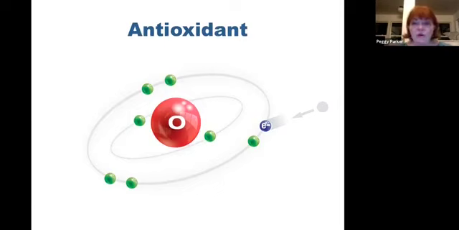And as you know, oxygen in our bodies is super important. If we don't have enough oxygen, our cells are very unhealthy. If we don't have enough oxygen, we pass out. If we don't have enough oxygen, we cease to exist in living form. So oxygen is very important, but free radical oxygen is very damaging.